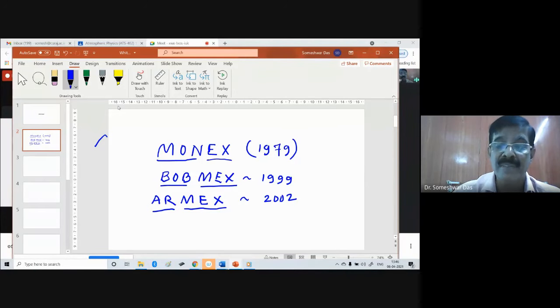So many different types of experiments were continued. The first one, MONEX, was actually an international campaign, because many countries joined in that: USA, USSR, Japan, India, and so many others. But these later experiments were purely Indian experiments conducted by the Indian Climate Research Program.